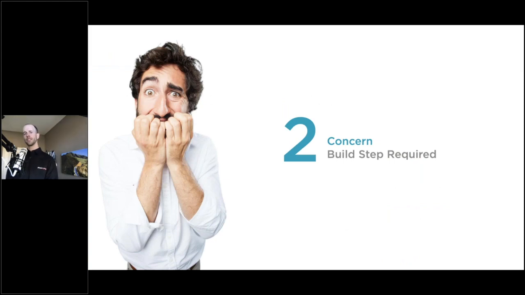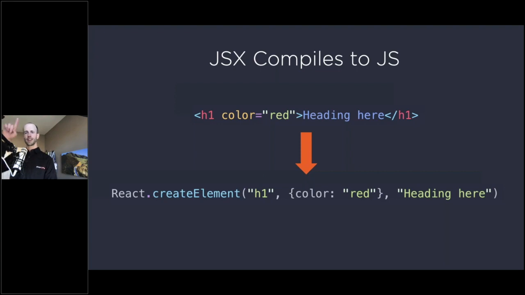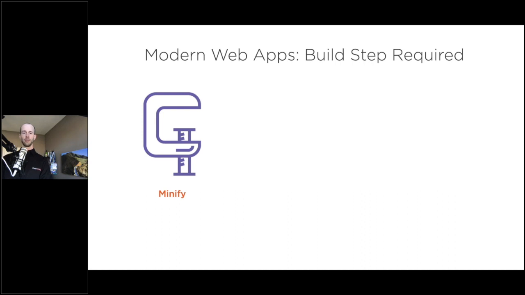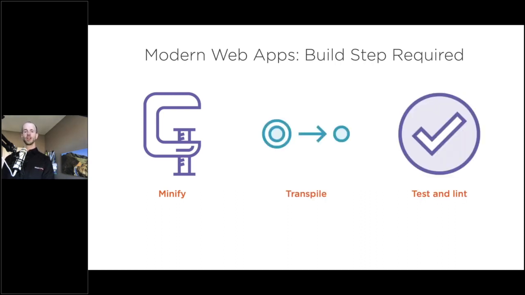Number two, there is a build step required, because what I just showed right here, I can't send that code up above to the browser. I have to send the code below because the browser doesn't know what to do with JSX. It knows how to handle JavaScript functions though. But the fact is, in modern JavaScript apps, you tend to want a build step anyway because you want to minify your code, you want to transpile it so you can run the latest versions, you may want to run your tests and run linting. So you tend to need a build step either way and benefit from it.